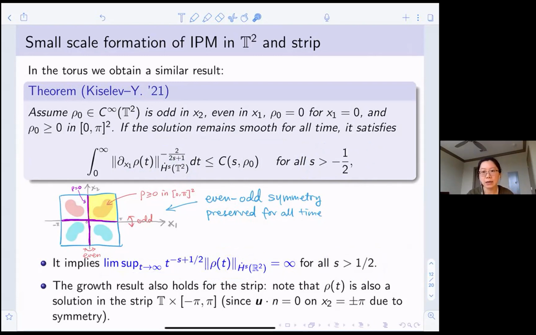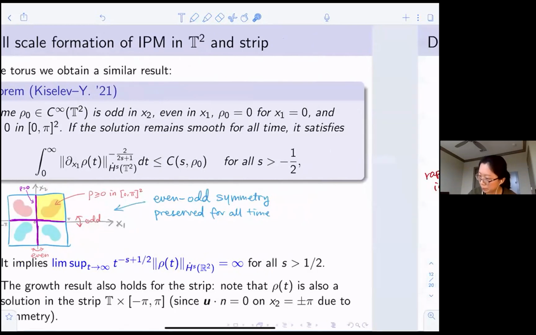And notice that once we prove it for the torus, it actually automatically holds for the strip. Because of the odd-even symmetry with which we have set up our initial data, U will automatically satisfy the no flow condition on the top and bottom, and therefore this is automatically a solution on the strip as well.